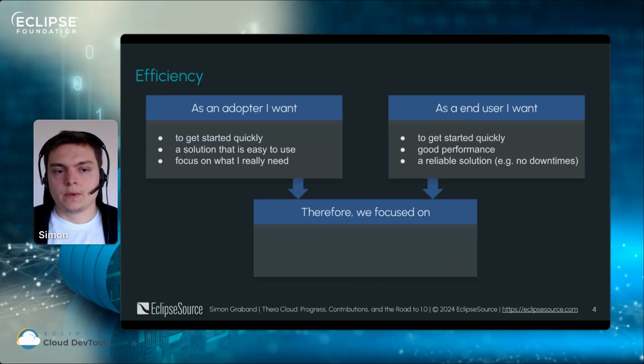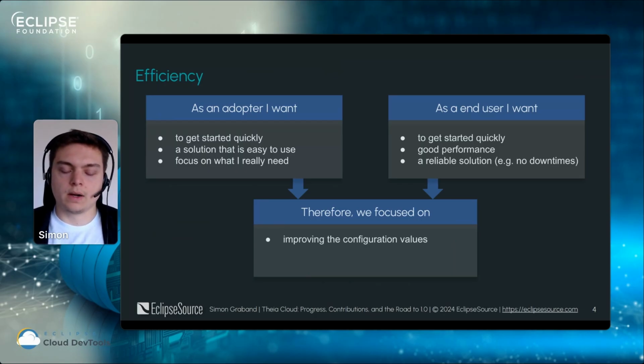Derived from those requirements, we focused in the last 2 years on improving the configuration values, the values that you put into your Theia Cloud deployment, just making sure that they don't overlap, that they are separated from each other, and that you only need to configure what you really want to configure and what you need. For the rest, there are useful default values that you can just keep.